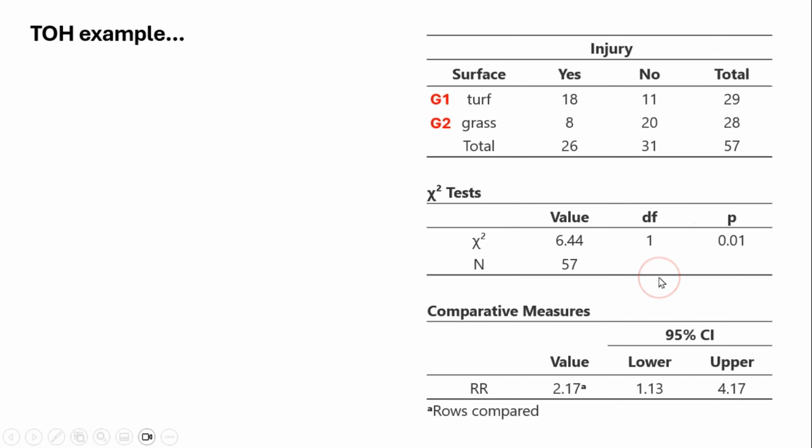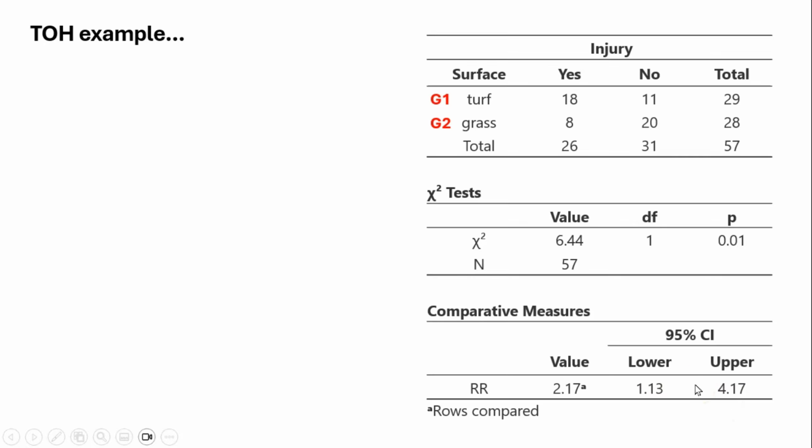And then our comparative measure down below here is the risk ratio of 2.17. Okay, so that tells us that the risk for knee injury on turf is about twice that of what it is on grass. I also have that confidence interval there. The lower end is 1.13 and the upper end is 4.17.